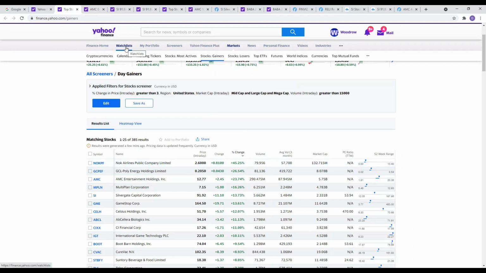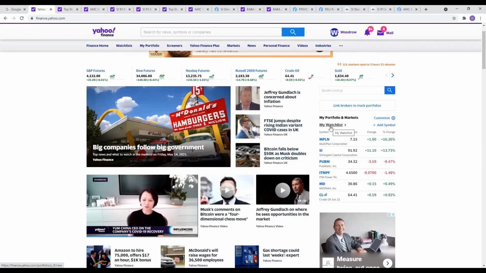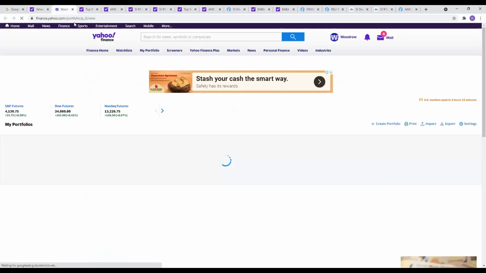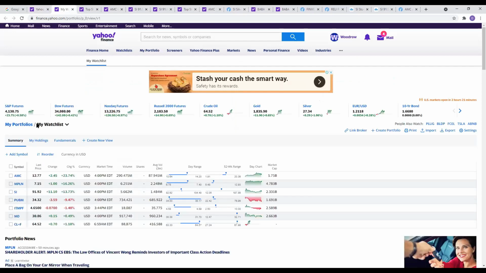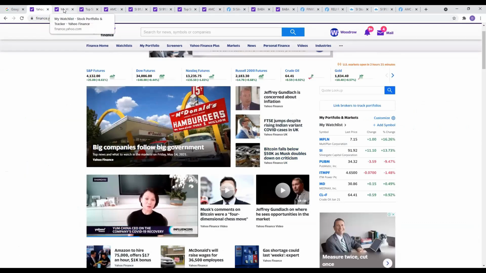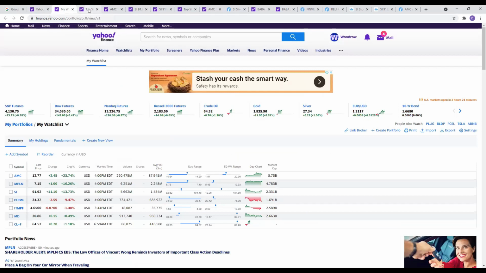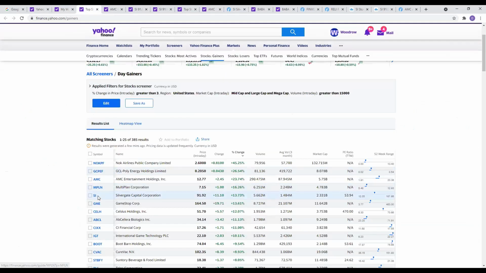So let's just go to the watch list. To go to the watch list, go here. These are the stocks on my watch list. You see AMC is still going up. I'll just monitor this. So we haven't found a stock to meet our criteria yet. Let's go to another stock.